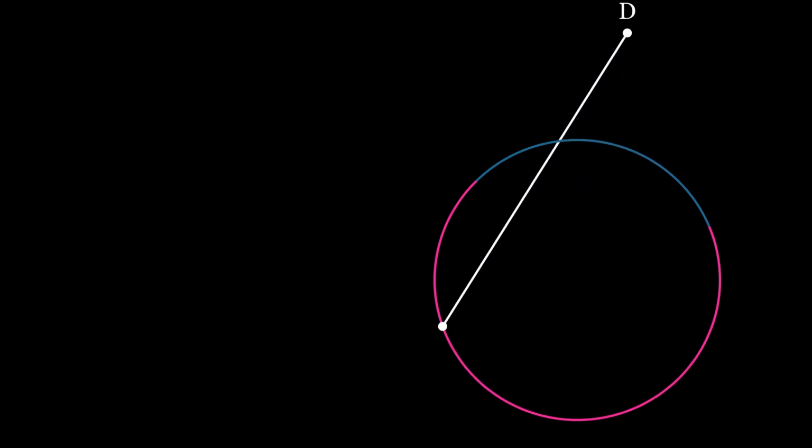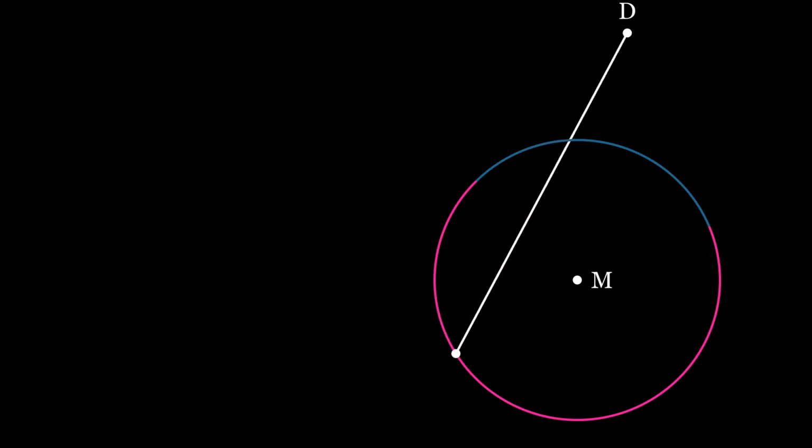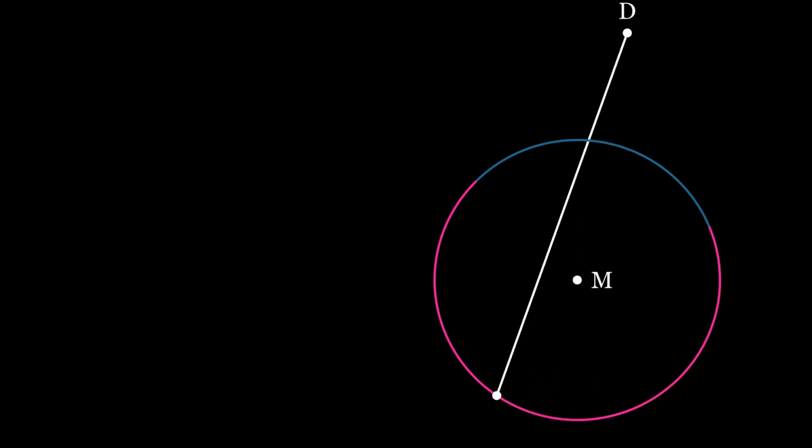And let's also label the center of the circle and call it M. Notice as I rotate this point along the concave circumference of the circle, the line gets longer and longer until we intersect M, and then the line gets shorter and shorter again. This is the first part of the proposition that we will prove.